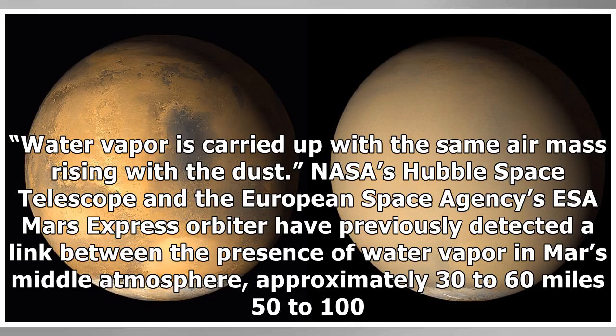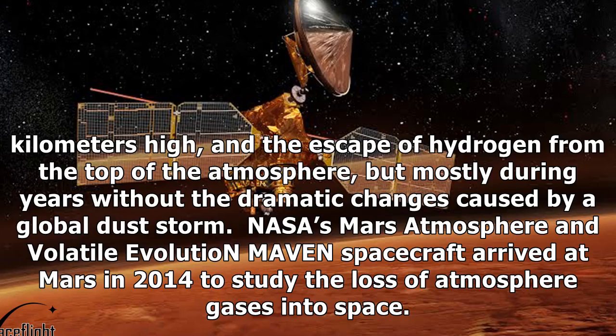NASA's Hubble Space Telescope and the European Space Agency's Mars Express orbiter have previously detected a link between the presence of water vapor in Mars' middle atmosphere, approximately 30 to 60 miles (50 to 100 kilometers) high, and the escape of hydrogen from the top of the atmosphere, but mostly during years without the dramatic changes caused by a global dust storm. NASA's Mars Atmosphere and Volatile Evolution (MAVEN) spacecraft arrived at Mars in 2014 to study the loss of atmosphere gases into space.